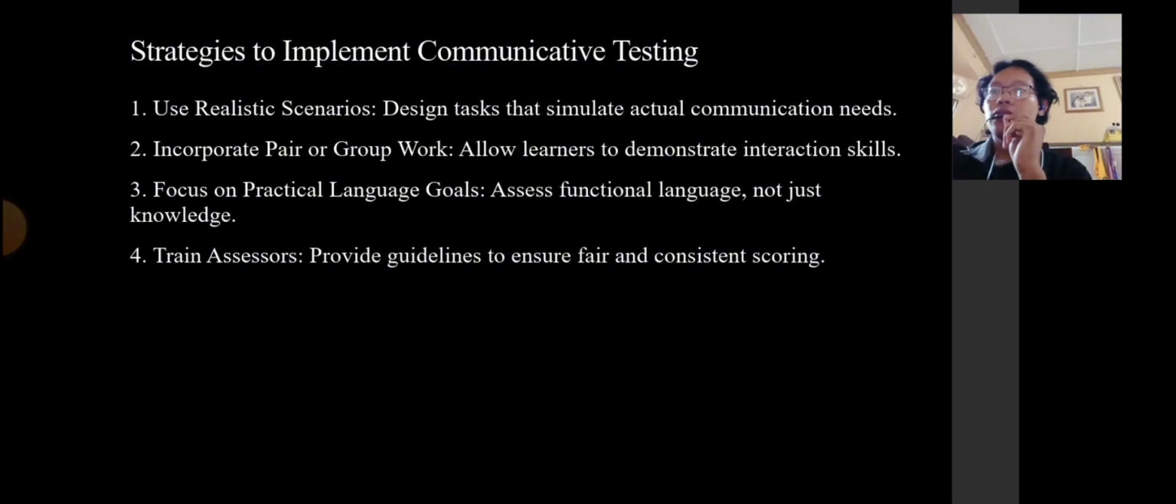The next is focus on practical language goals. Assess functional language, not just knowledge. And then last is train assessors. To ensure fair grading, train assessors on standardized scoring methods for communicative tests.